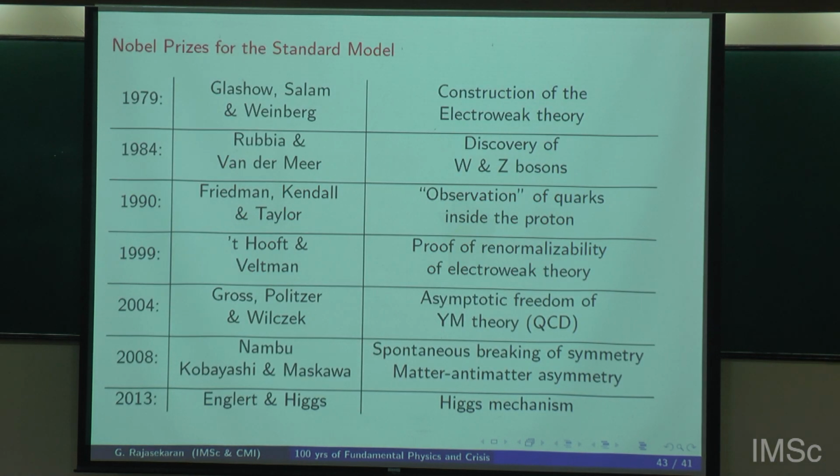Some of the people who have got the Nobel Prize for the standard model, the theorists and the experimentalists, are given here. Glashow, Salam, Weinberg, and the year in which they got the Nobel Prize. Especially the theorists got the Nobel Prize many years after they made their discovery. Glashow, Salam, Weinberg, that corresponds to 1967. See, the Nobel Committee took almost 20 years. That is the construction of electroweak theory.